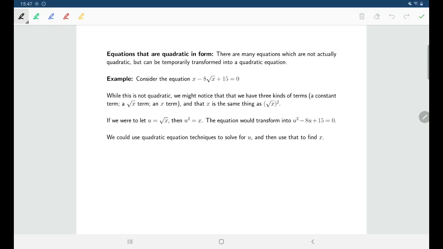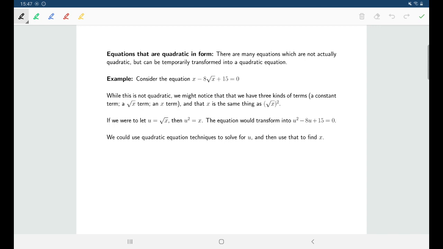Welcome back. In the second half of this video, we're talking about equations that are quadratic in form. By that I mean they're not actually quadratic equations where there's a constant term, an x term, and an x squared term. But if we did a little bit of a substitution, we could rewrite them as a quadratic equation. So in other words, we're talking about equations where there's a constant term, a term where there's some sort of an expression, and another term where that expression is being squared.